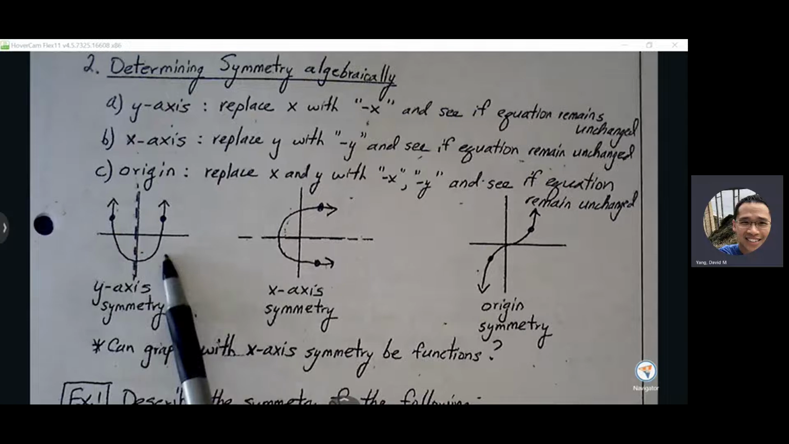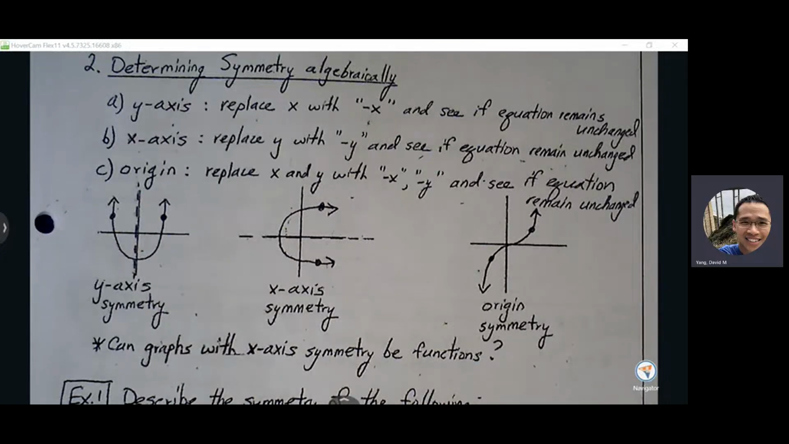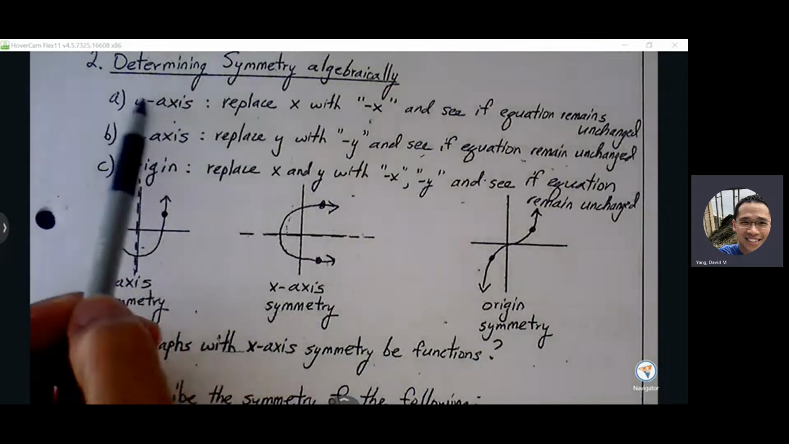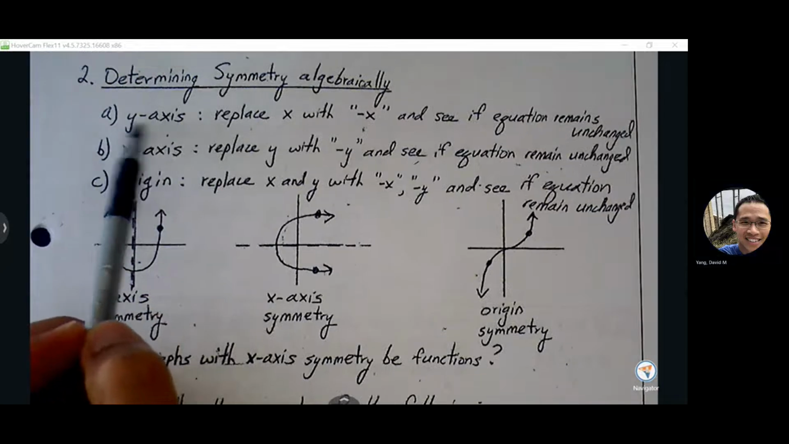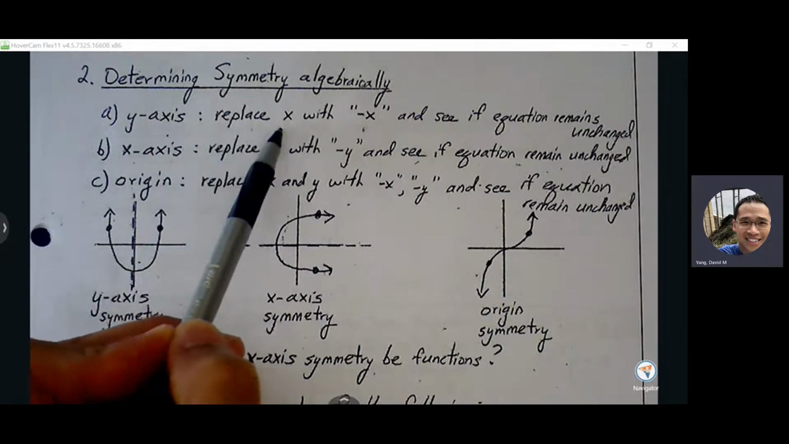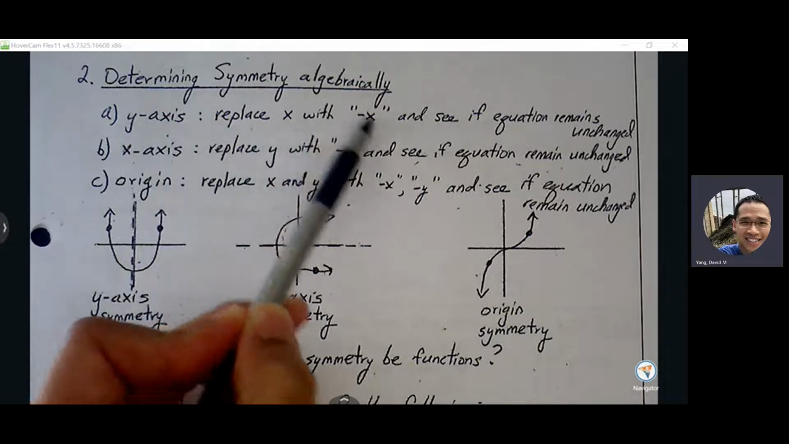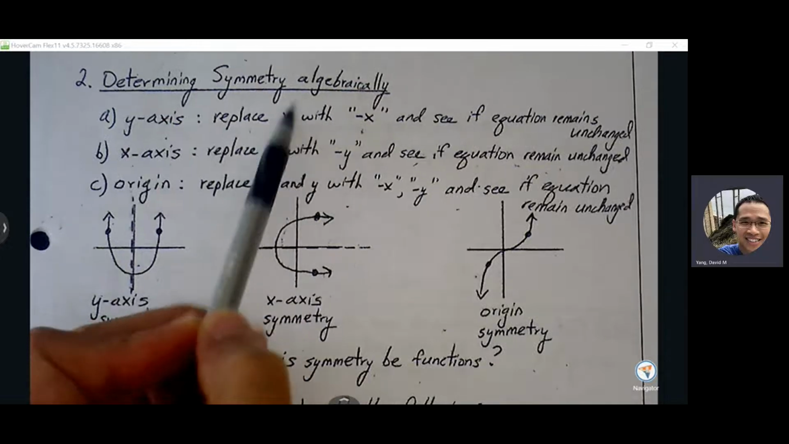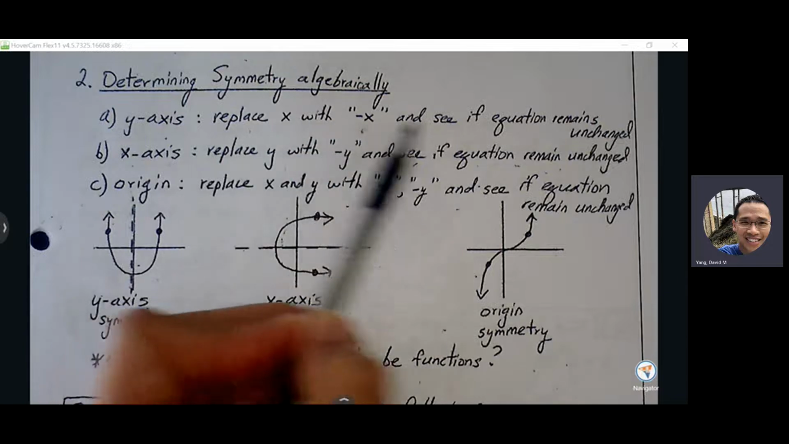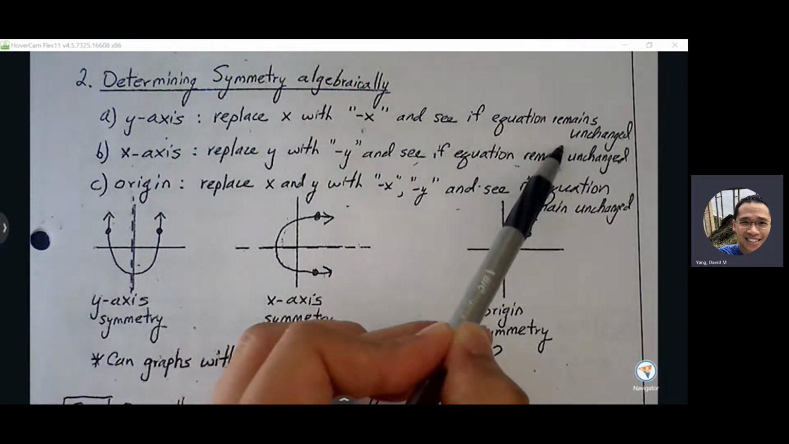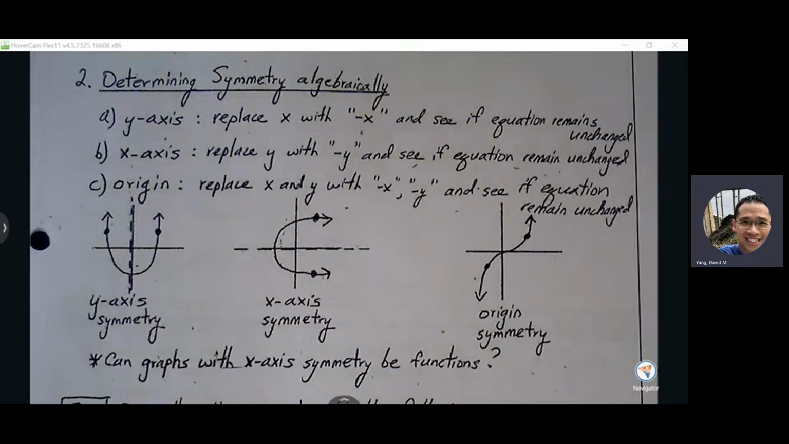We can tell by looking at a graph whether there's y-axis symmetry, but algebraically, if we're just looking at the equation, we can do this. We can replace every x in the equation with a negative x and see if we can clean it up, or see if that negative x will disappear and if it can go back to our starting version. Okay, if we can work our way back to the original form, then we know that there is y-axis symmetry. Okay, we'll look at some examples.